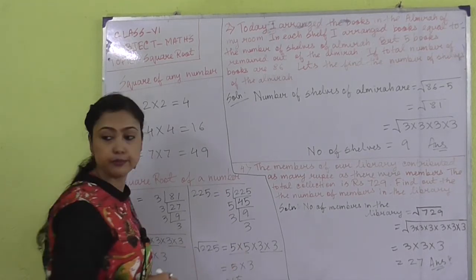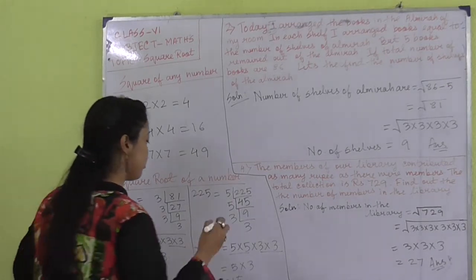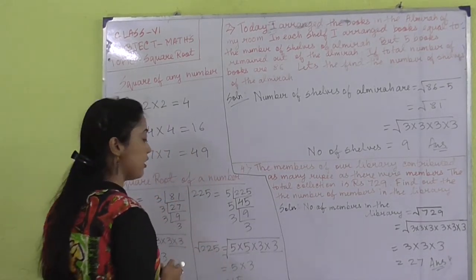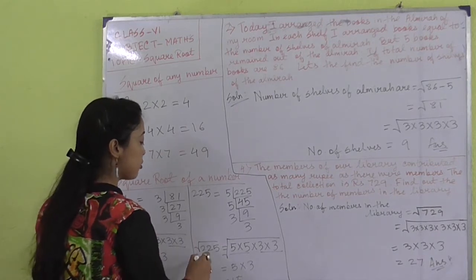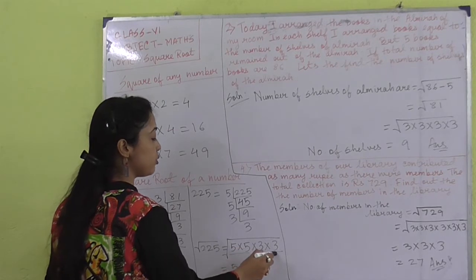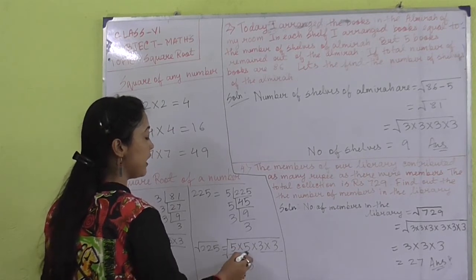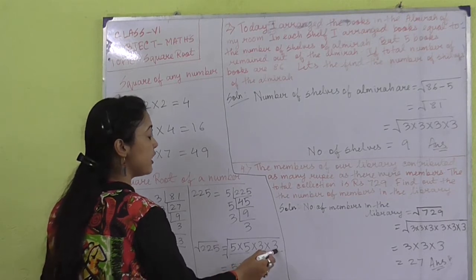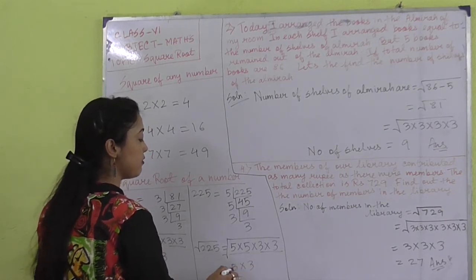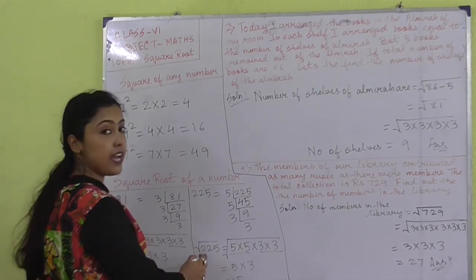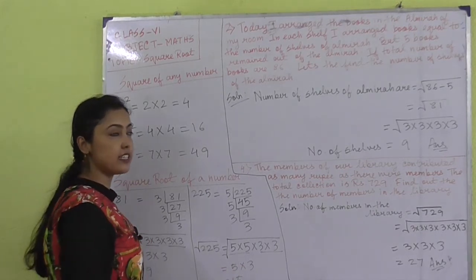We will write it in this way. We put a square root sign, then the square root of 225 is the square root of 5 into 5 into 3 into 3. From the pair of 5s we take one 5 as common, and from the pair of 3s we take one 3 as common. So 5 into 3 comes to 15. So the square root of 225 is 15. I think this is clear to you.